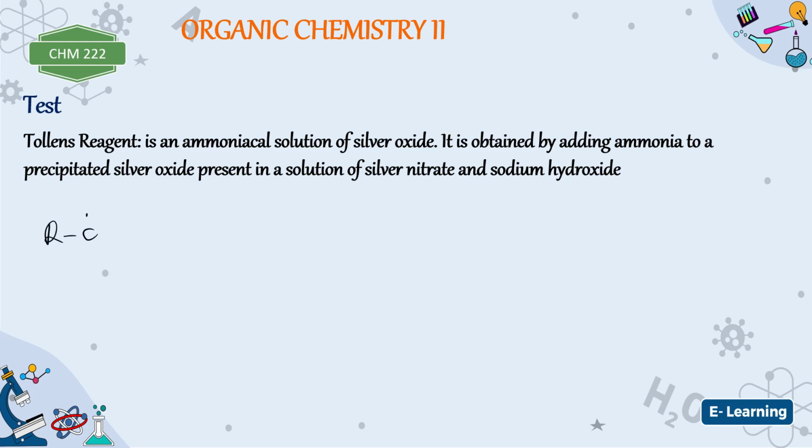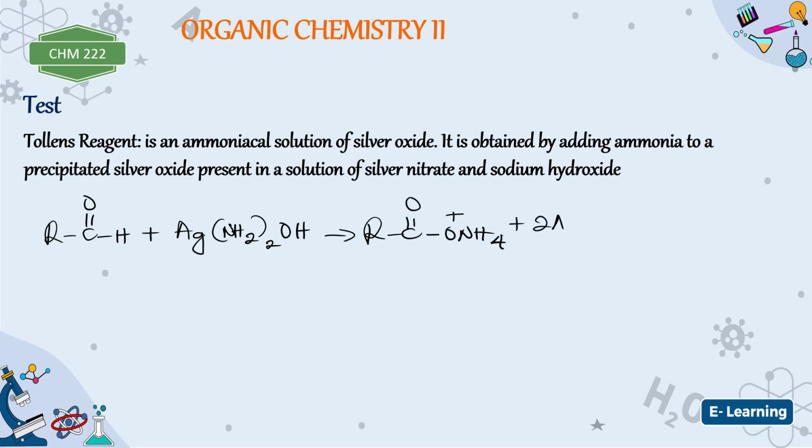Now, what happens when these aldehydes or ketones are passed through the Tollens' reagent? If they say give some of the tests for aldehyde and ketone, you say reaction with Tollens' reagent, which is silver ammoniacal, and then you have OH. Now what happens is, at the end of the day, this one is going to form the ammonium salt of the carboxylic acid, plus 2Ag plus H2O plus 3NH3.